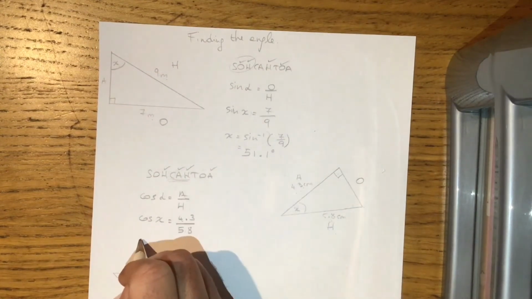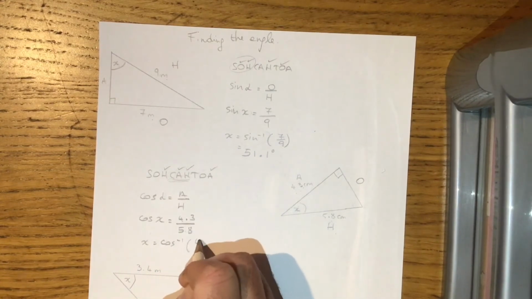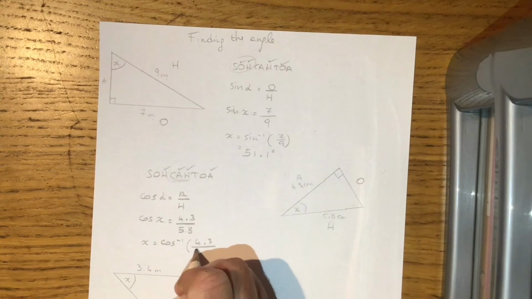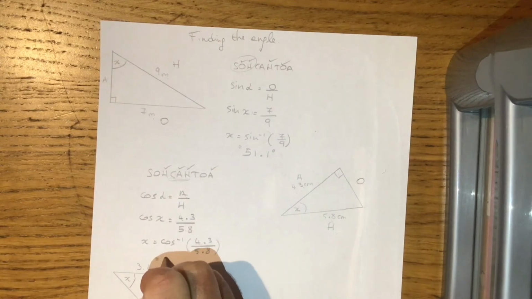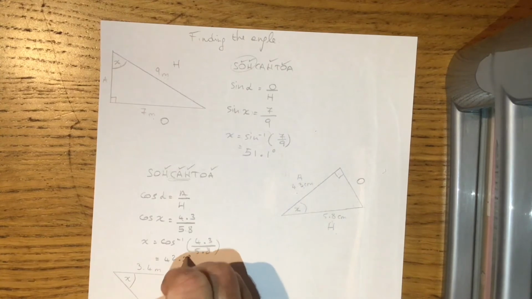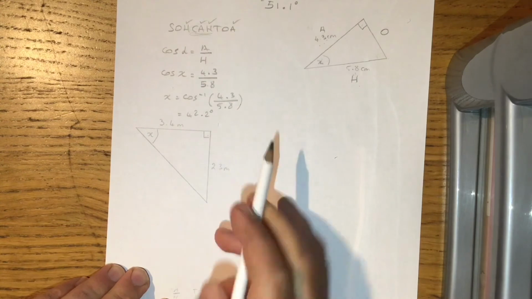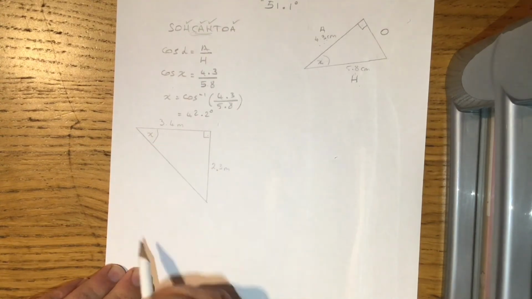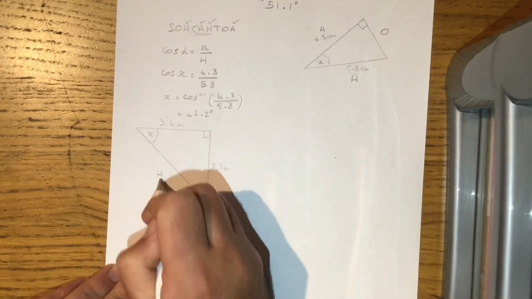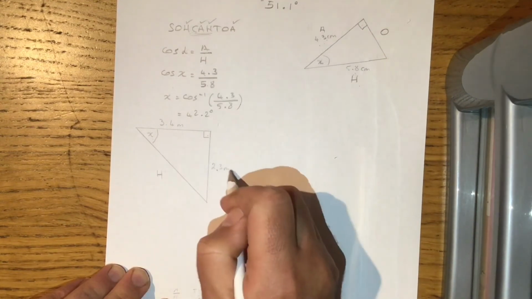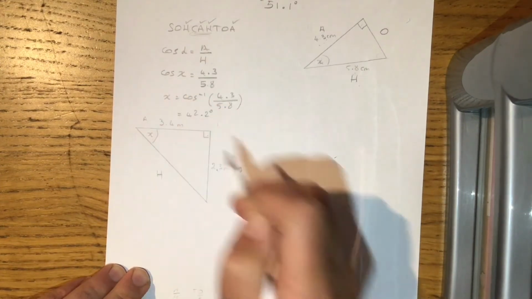So the same way I've done there, x is equal to inverse cos of 4.3 over 5.8. And my answer is 42.2 degrees. Last example, we have 3.4 for this side, 2.3 on this side, and that's the angle I'm looking for. Label the triangle. Across from the right angle is H, across from the angle given, or the angle I'm looking for, is O, and next to it is A.